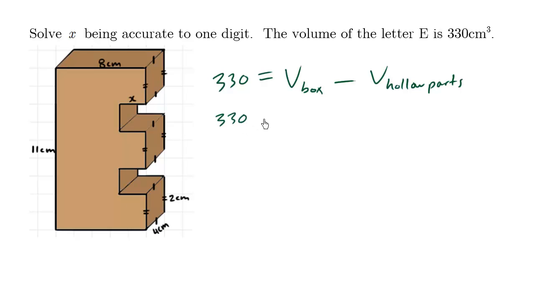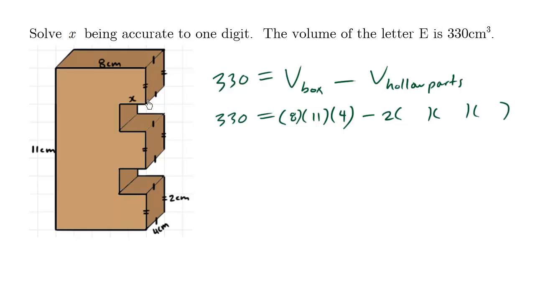We have 330 is equal to the volume of the box, which is length times width times height. And I see the numbers 8, 11, and the depth here is 4. So I'm just going to write those down. It doesn't really matter what order we write them in. 8, 11, and 4. Minus the hollow parts, plural. There are 2 parts here. So it's going to be 2 times the length, width, height of one of these, since these are the same.